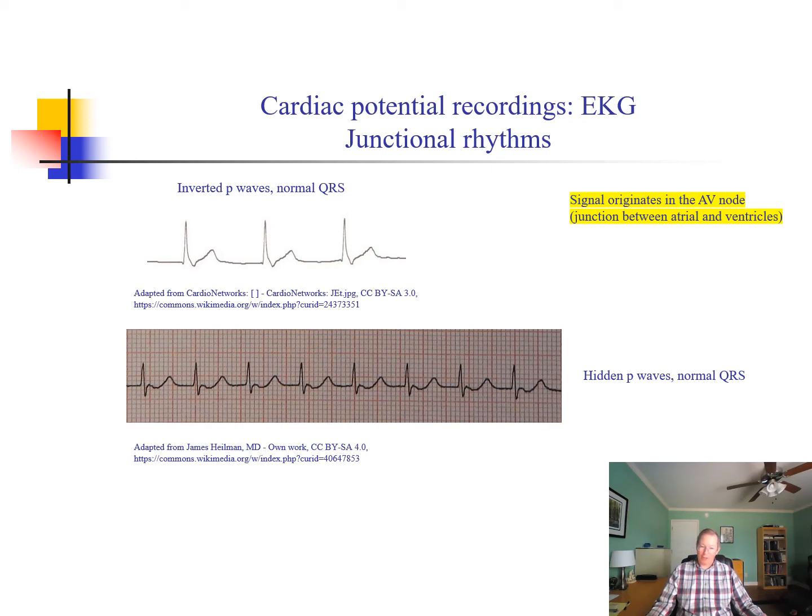I don't have a P wave out in front. Kind of this inversion here. And the second is where I have hidden P waves, because the P wave is actually buried within this complex. You can see here it looks nice, but there are no P waves that you can see. These are junctional rhythms. The width of the QRS is not widened. We'll talk about that in a second. Junctional rhythms arise in the AV node.